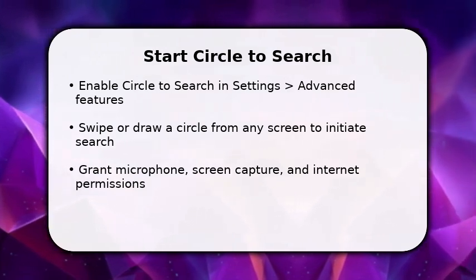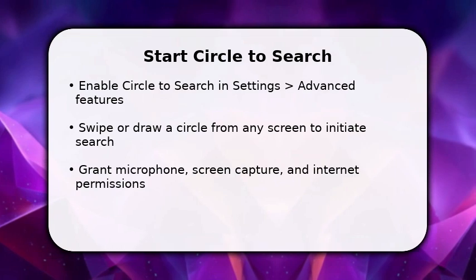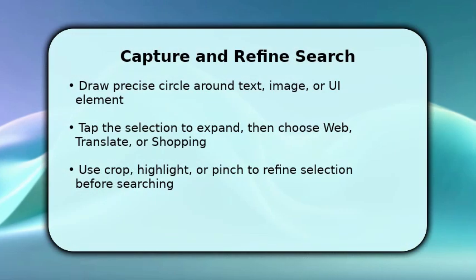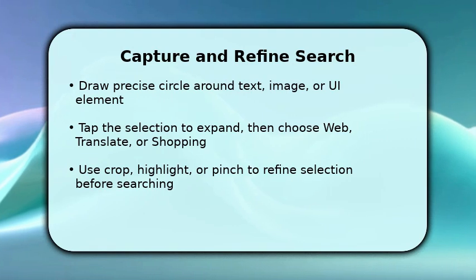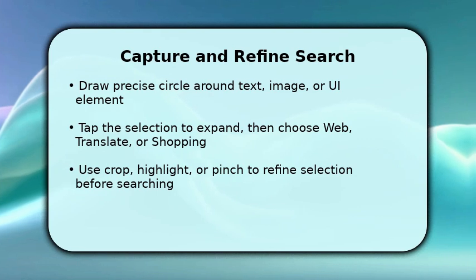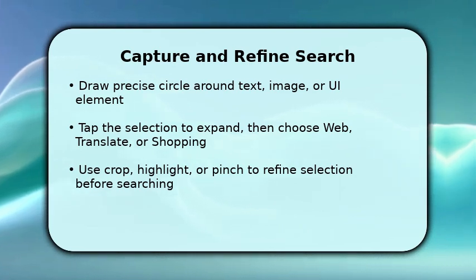Make sure to allow network access so results populate quickly. This reduces delays when you tap to expand results. You draw a tight circle around the exact text, image, or UI area you want searched. Precision matters because Circle to Search uses that capture to filter results.